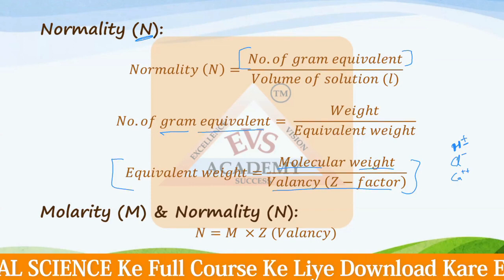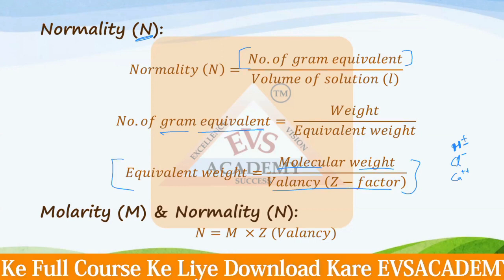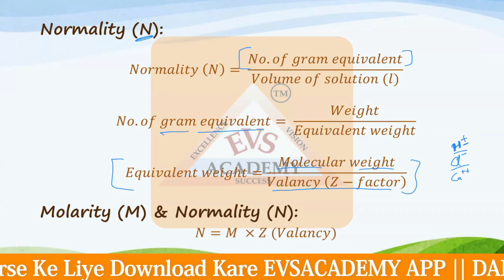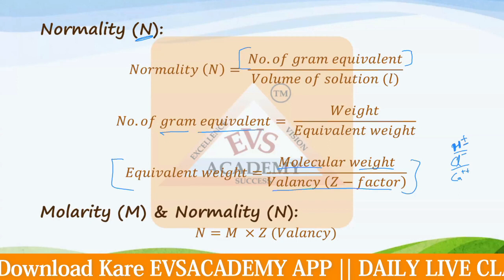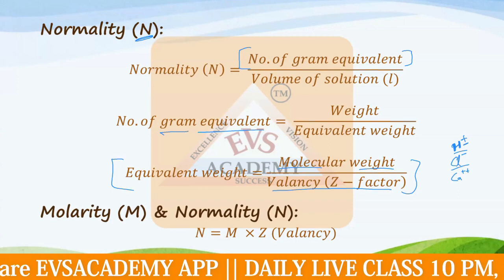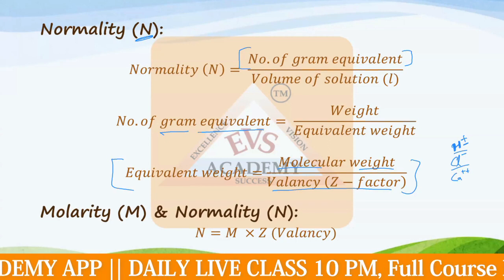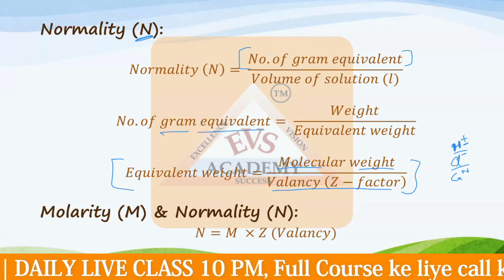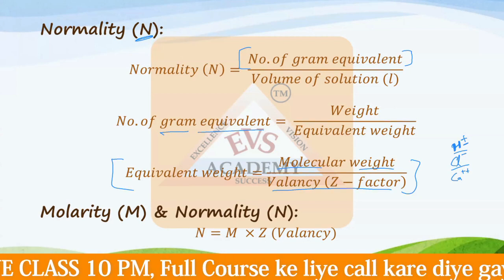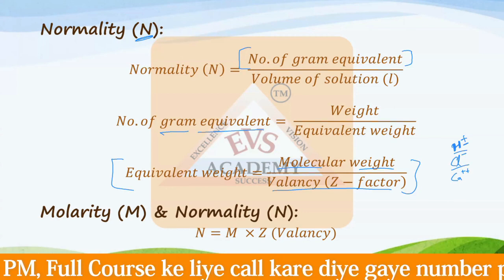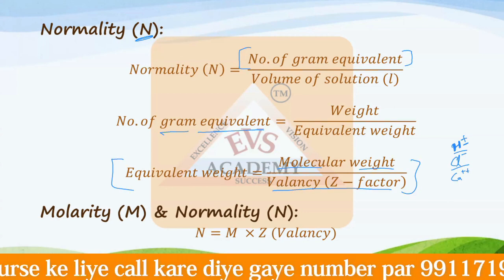This is different from the molecular weight. For example, hydrogen and chlorine have one valency factor or Z factor, so there would be no change in the equivalent weight. Equivalent weight would be equal to molecular weight. But if the valency factor, Z factor, is different for any particular element, the molecular weight would be different from the equivalent weight.